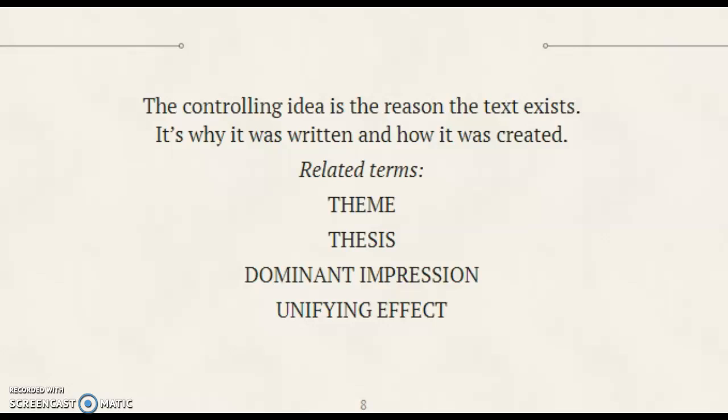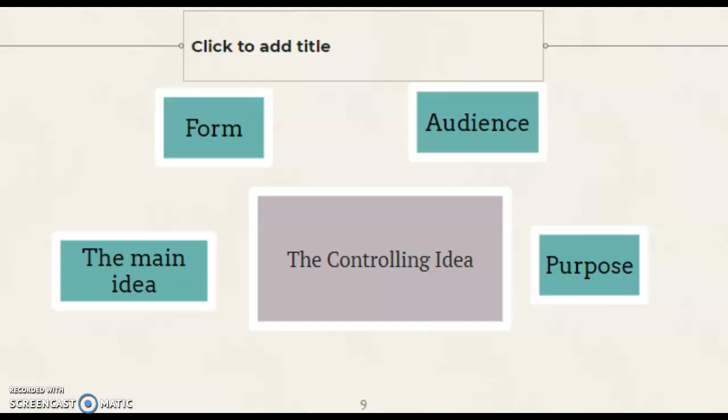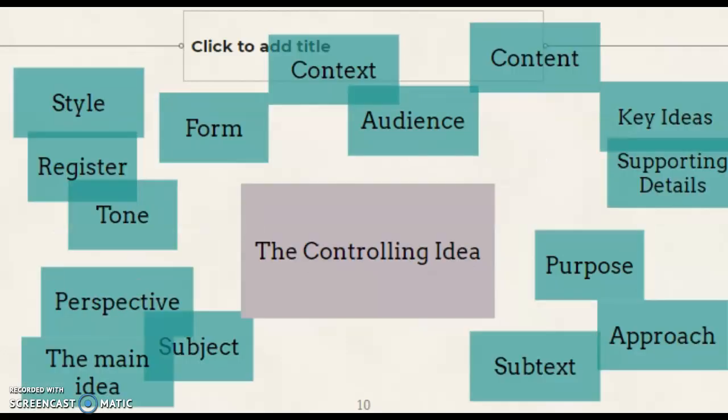So in a nutshell, the controlling idea is the term that we use for the reason that the text exists. So the reason why it was written in the first place and the way that it was developed, how it was created. We figure it out by analyzing things like the intended audience, the form that was chosen, the main idea, so the subject or the topic of the text, and then what is said about it. And then what we can figure out from the author's purpose. If we want to get really complicated with it, you can bring in all sorts of things to help you figure out what the controlling idea of the text is.